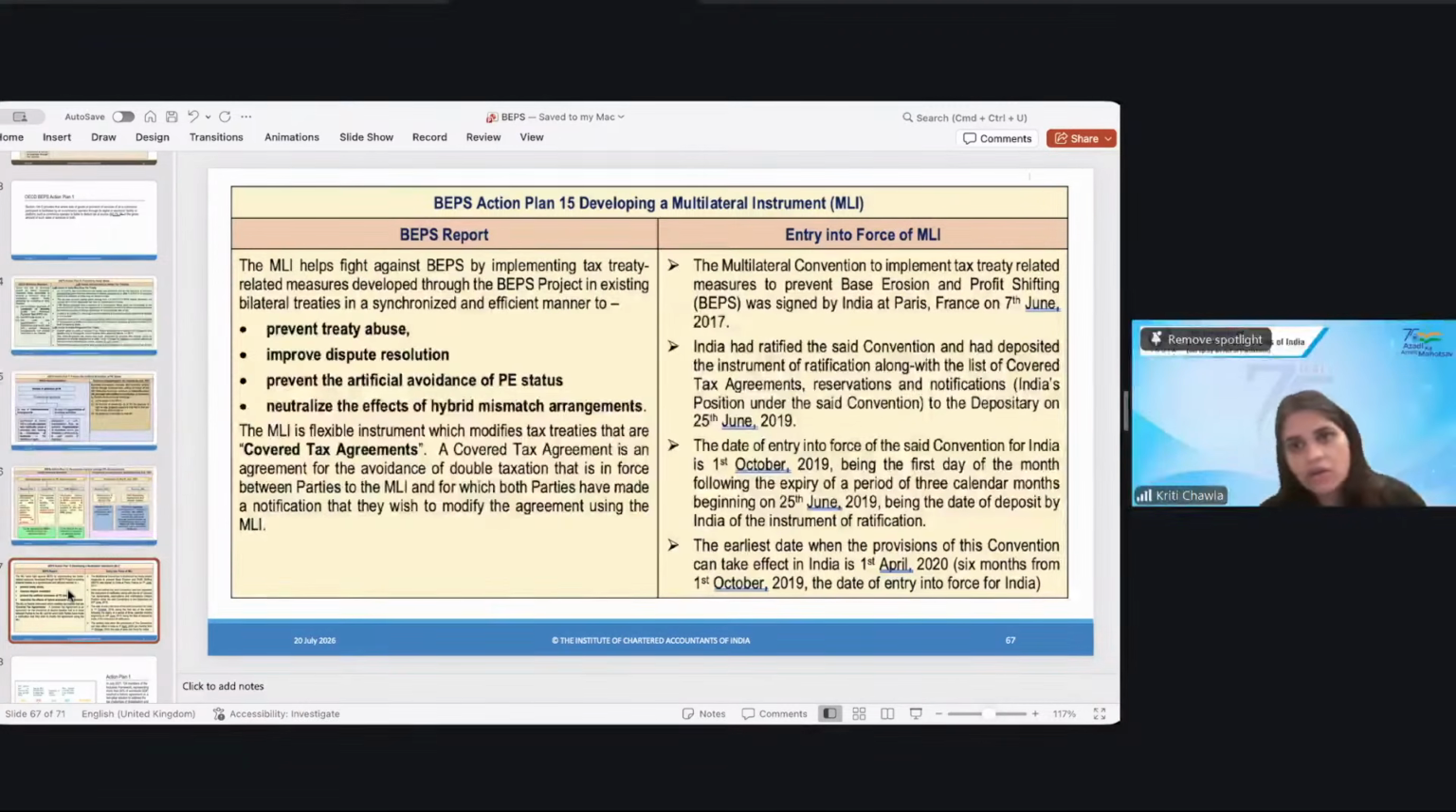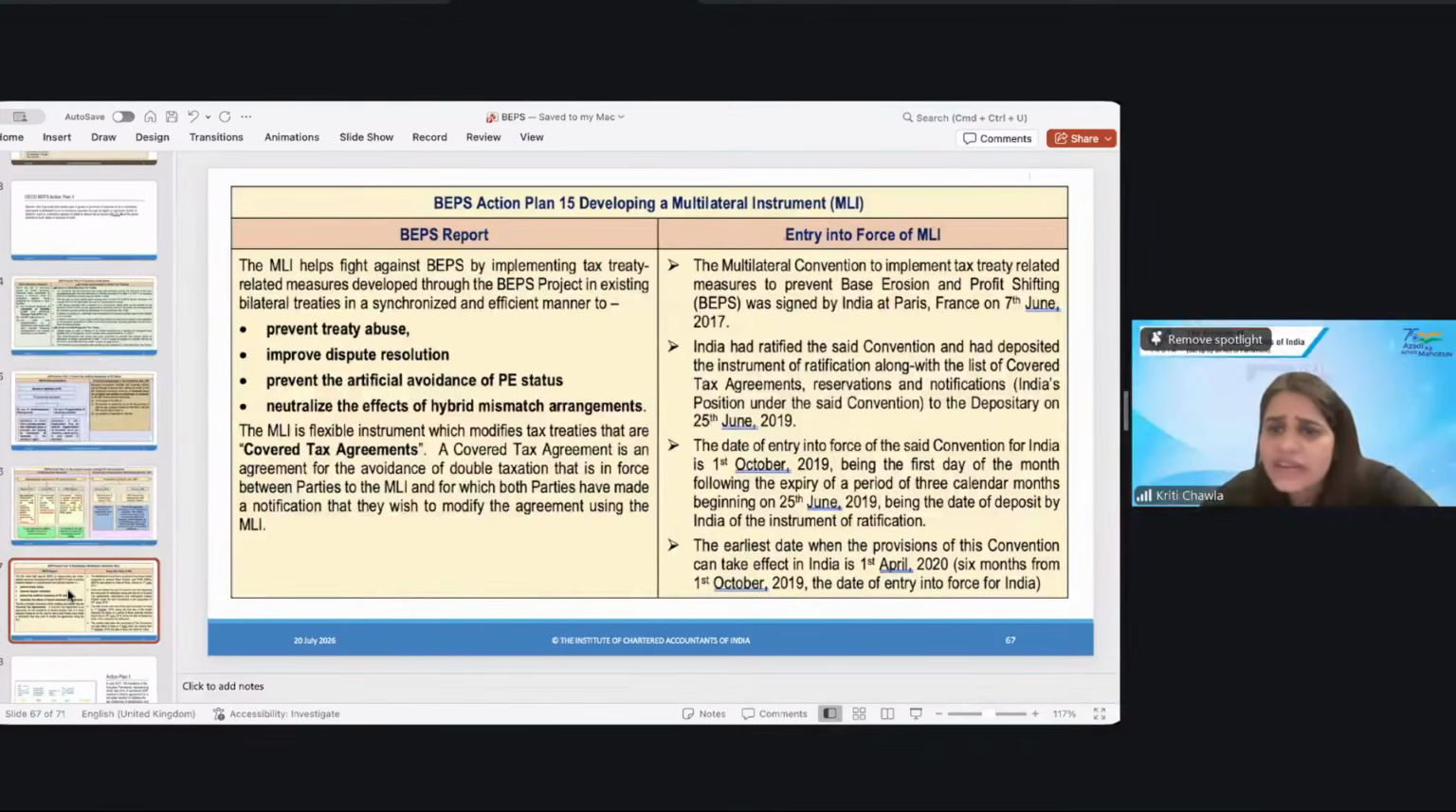Has India agreed to the MLI? Well, yes. India basically ratified this particular convention, this multilateral convention, to prevent BEPS through tax treaty related measures. That is what the MLI is. It was signed by India at Paris on 7th June 2017. They ratified the said convention, and they deposited the instrument of ratification along with the list of covered tax agreements, the reservations, and the notifications, to the depositary on 25th June 2019.